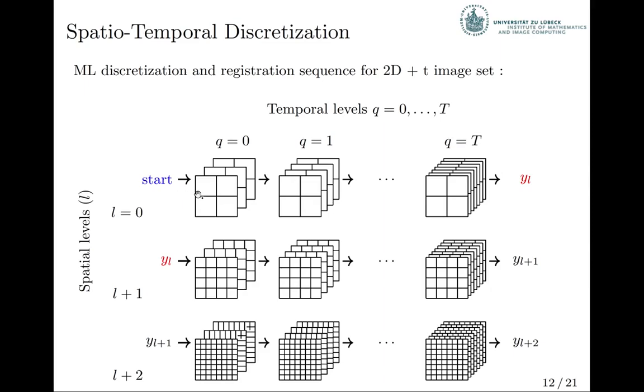That means we start with the coarsest spatial level and the coarsest temporal level. We first register the 3 images, get an estimate, do the interpolation, use that as an initial guess for the next level, and then we register 4 images. And likewise it continues. After registering all the images in the coarsest level, we get an estimate which we call YL, and then use that estimate at the fine spatial level.